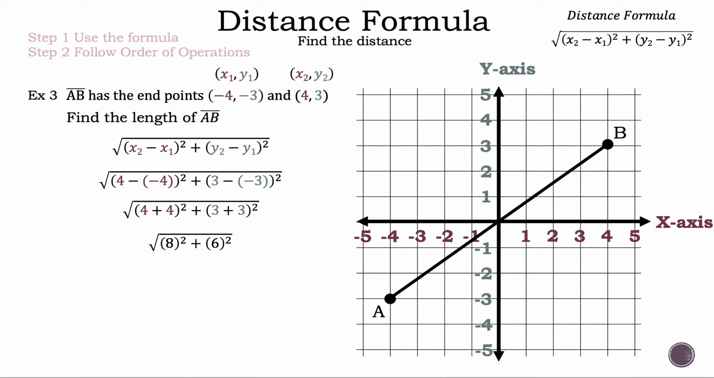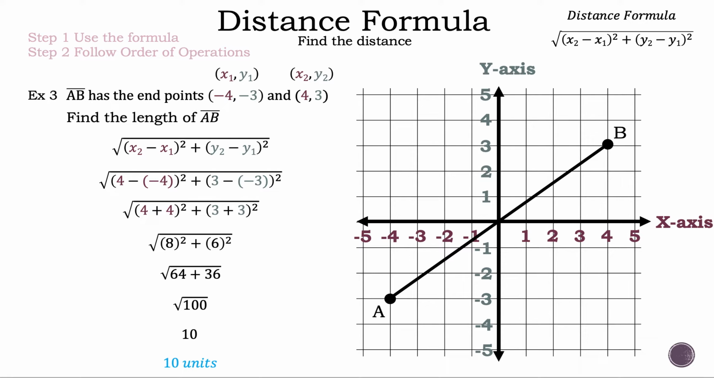Let's continue with squaring the numbers. So we're going to square 8, and that is 64, and 6 squared is 36. So now we have the square root of 64 plus 36. Let's add those two numbers, and the result of that is 100. So now we have the square root of 100, and the result of that is 10. We can't forget our units since we're talking about distance, and our answer is 10 units since there was no unit specified in the question.